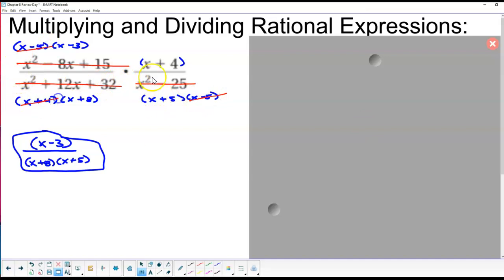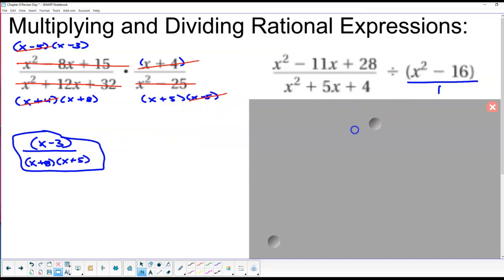I have an x plus 4 and the x plus 4, that'll reduce out. And then there's nothing else, no other common factors on top and on bottom. So I get x minus 3 over x plus 8 times x minus 5. Leave the denominator in factored form. There's nothing up top we can simplify, so I'm just going to leave that and we're done.